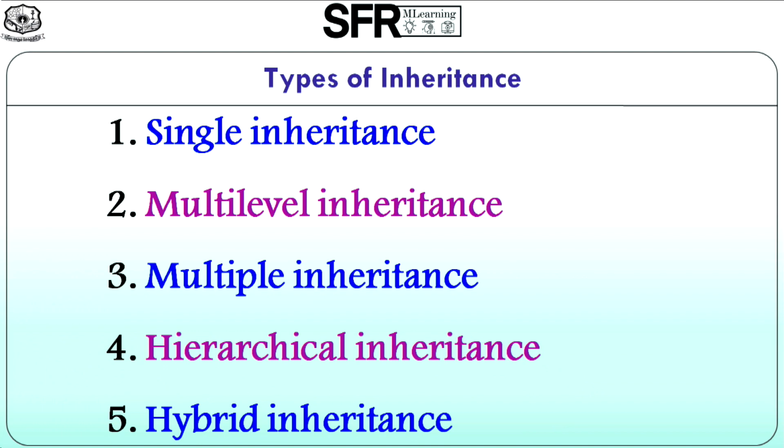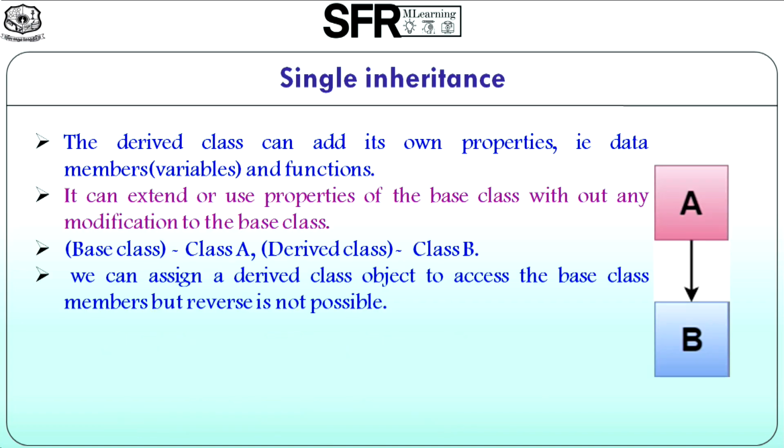Types of inheritance. The inheritance is categorized as single inheritance, multi-level inheritance, multiple inheritance, hierarchical inheritance and hybrid inheritance. First one is single inheritance. The derived class can add its own properties, that is data members and functions. It can extend or use the properties of the base class without any modification to the base class. That is, it contains only one base class and only one derived class. We call it a single inheritance.